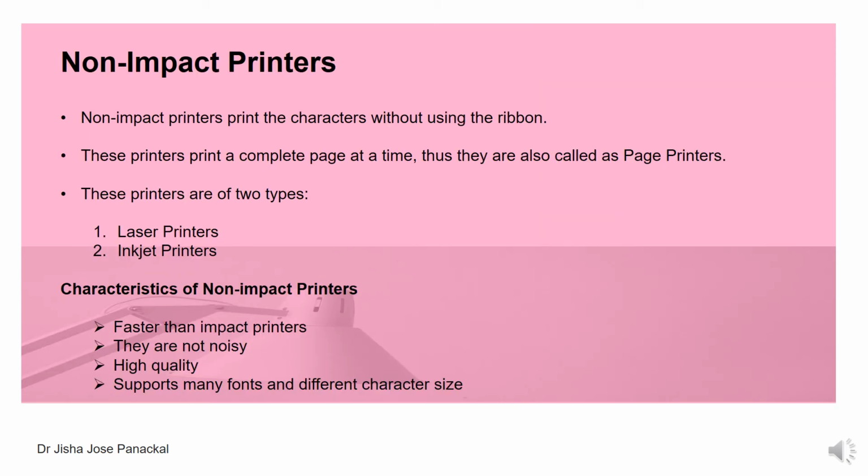Next we will see what non-impact printers are. Most of the modern printers are of this type. Non-impact printers print the characters without using the ribbon. These printers print a complete page at a time, thus they are also called page printers. These printers are again classified into two types. First one is laser printers and the second one is inkjet printers.